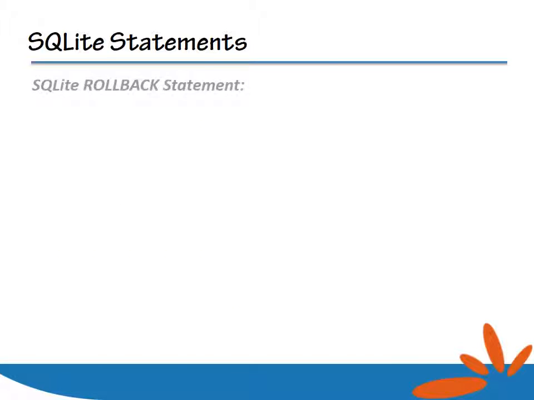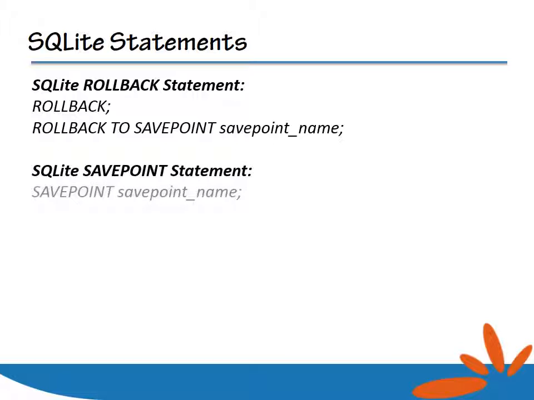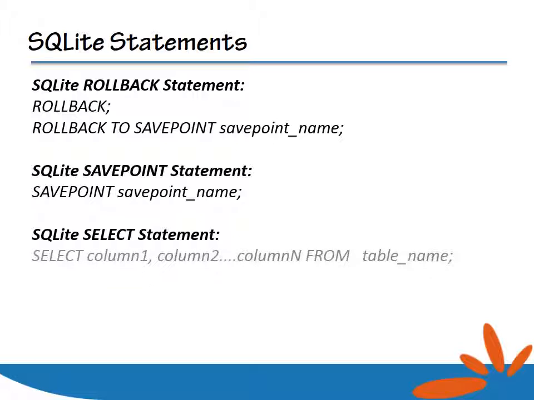SQLite ROLLBACK statement. The code is ROLLBACK terminated by a semicolon, or ROLLBACK TO SAVEPOINT, specify the savepoint name, terminated by a semicolon. This code can be used for restoring a database. The next one is SAVEPOINT, specify the savepoint name. This code can be considered as a code for creating a backup of a database.